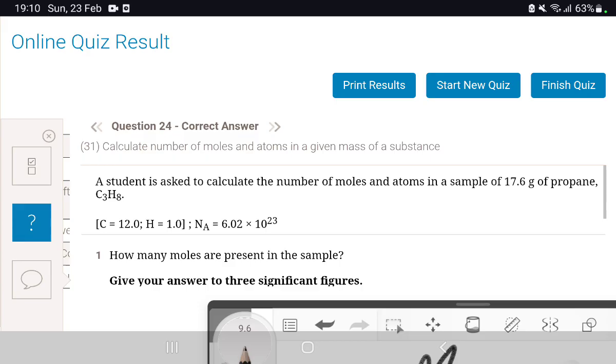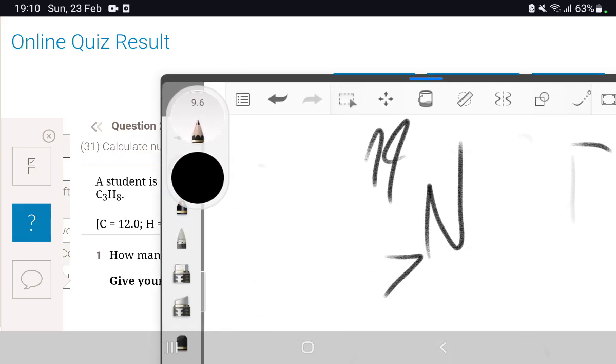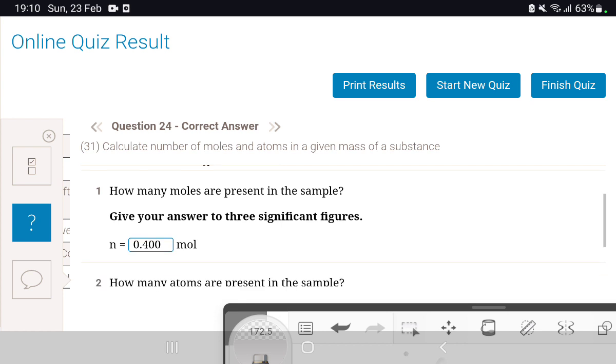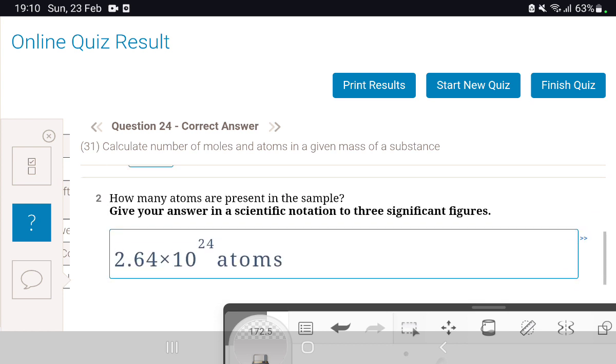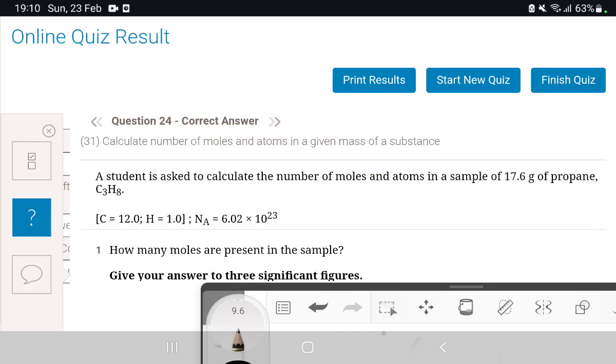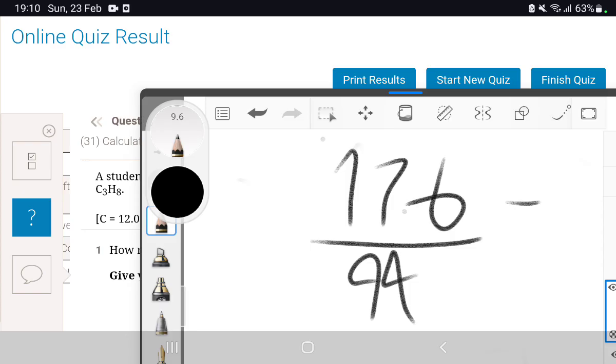A student is asked to calculate the number of moles and atoms in a sample of 17.6 grams of propane. First of all, we're going to have to find the moles. Part 1 asks for the moles, and then part 2 asks for the atoms. So to find the moles, we're going to do 17.6 over 44, which is the total molar mass, which is 0.4.